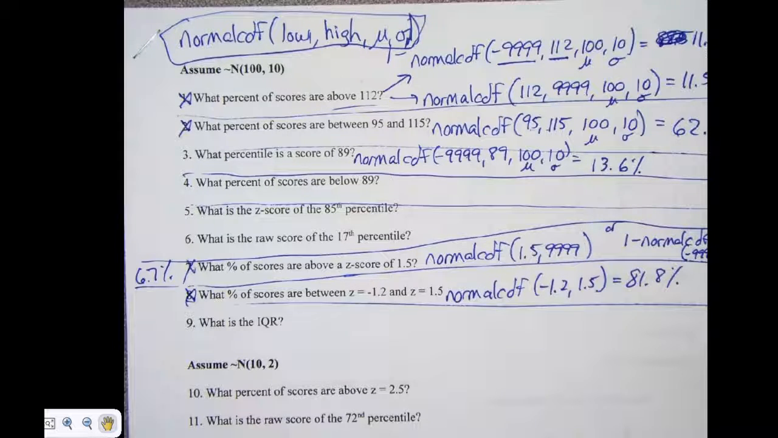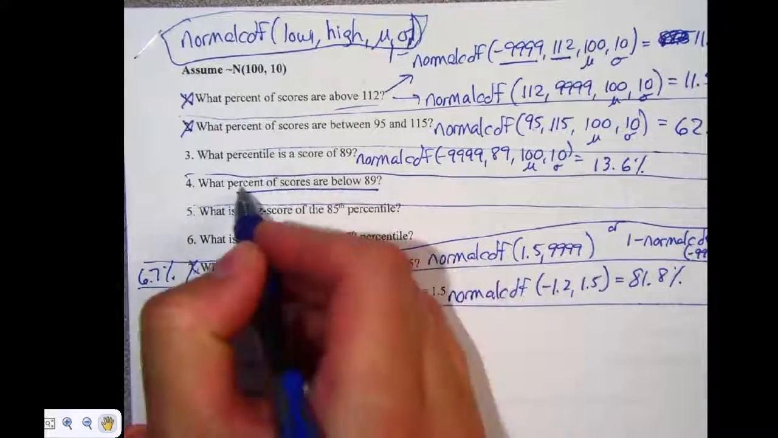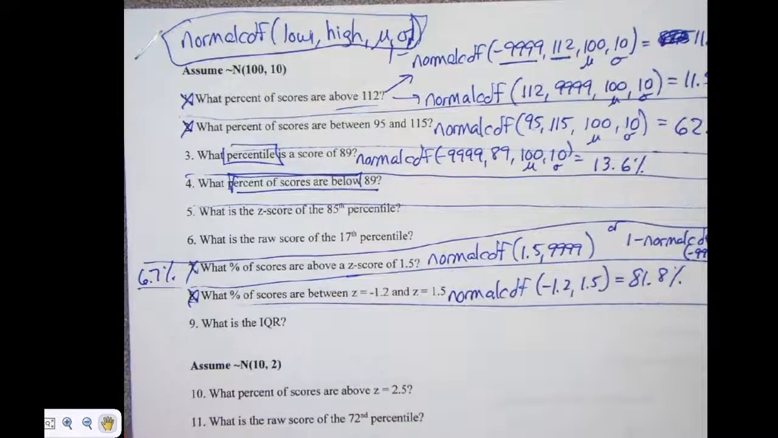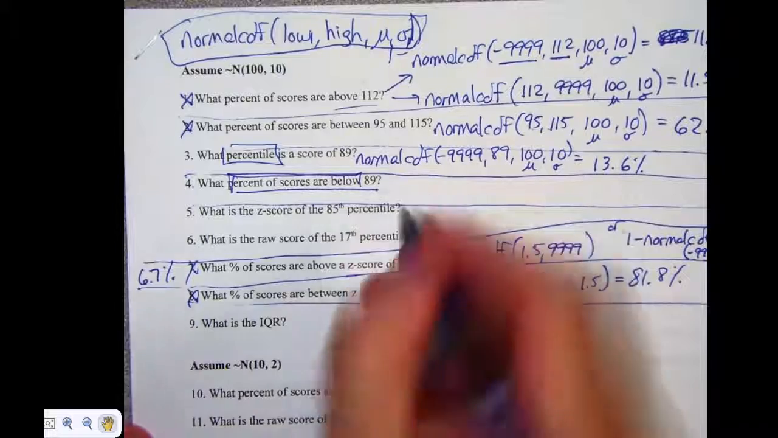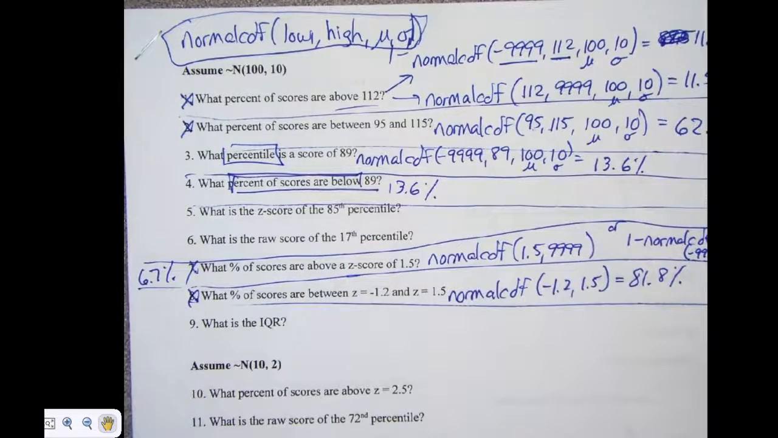Is number 4 a different question than number 3? The exact same question, but you have to understand why. So what percent of scores are below? What percent of scores below and percentile are the exact same thing, the exact same question. I guess you can type it in again if you want, but that seems not necessary.